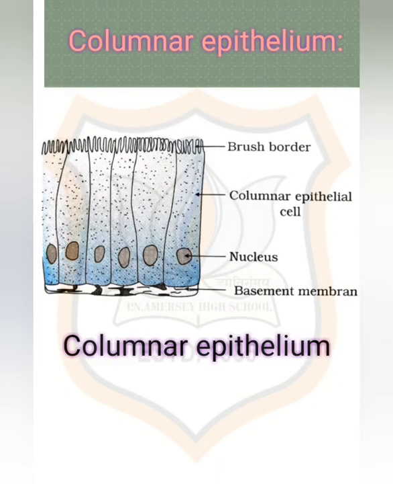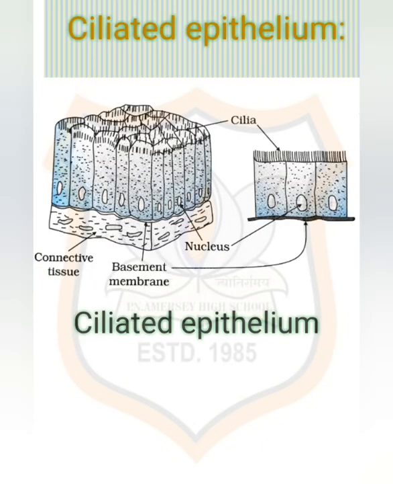Next, columnar epithelium. Tall, pillar like cells facilitate movements across the epithelial barrier. For example, inner linings of intestine where water absorption and secretion takes place. Next, ciliated epithelium. Columnar epithelial cells with cilia are known as ciliated epithelium. Function is to push forward substances like mucus.